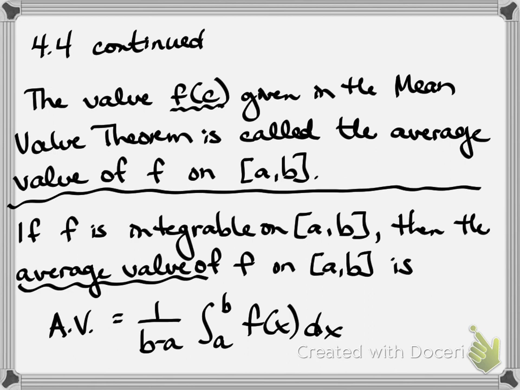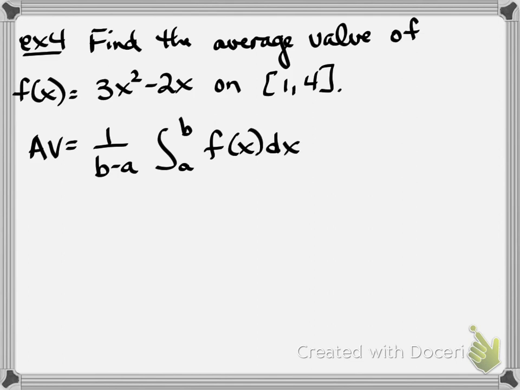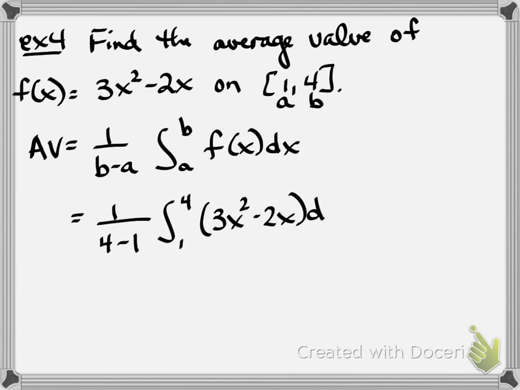This is just the formula, and we're going to do several homework questions with it, so go ahead and pause and write that down, and then we'll do example 4. They want us to find the average value of f of x on the closed interval 1 to 4. So the average value is 1 over b minus a times the integral from a to b of f of x dx. That is 1 over 4 minus 1, remember a and b, times the integral from 1 to 4 of 3x squared minus 2x dx.